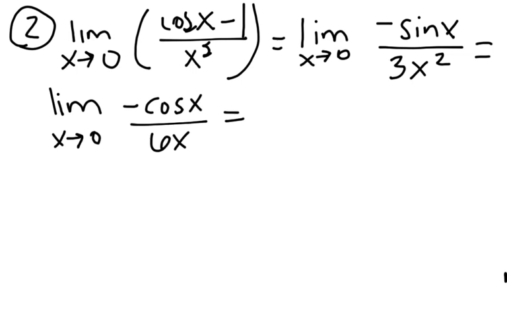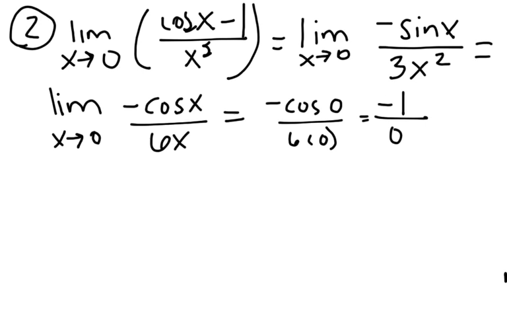Okay, so now I'm going to plug the zeros in. Negative cosine of 0 over 6 times 0. Well, the bottom is obviously 0. The top, from your unit circle, the cosine of 0 is 1, so this is negative 1 over 0.